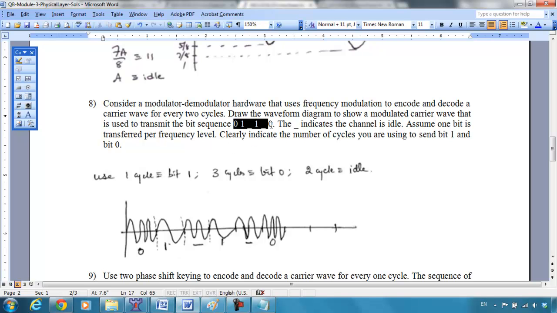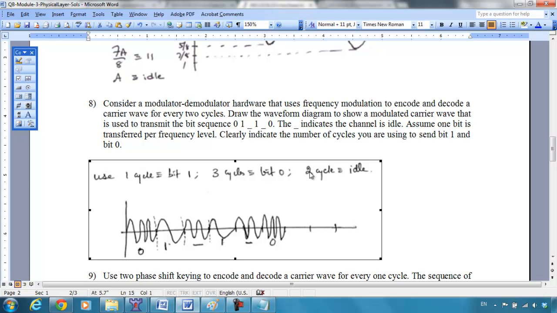So I want to send this bit sequence, including some idle channel. So I use 2 cycles to represent idle, and then 2 cycles per unit time, and then 1 cycle to represent bit 1, and 3 cycles to represent bit 0. So I want to send 0, so I have 3 cycles within a time unit, and then bit 1, so you have 1 cycle, then idle, so 2 cycles, and then again a 1, so 1 cycle, again idle, 2 cycles, and again I want to send 0, so I have 3 cycles.